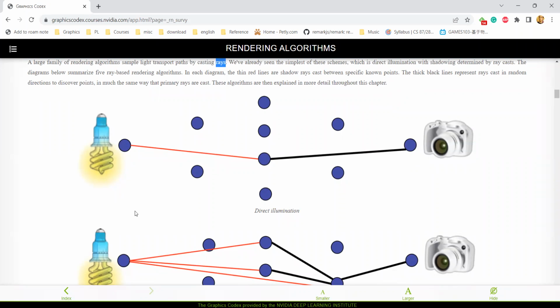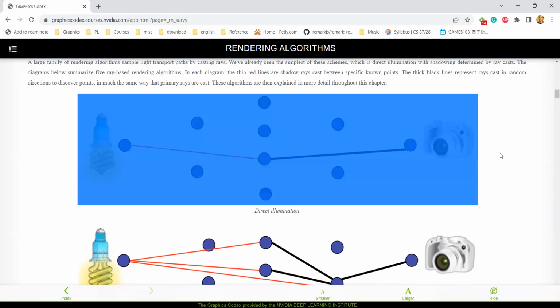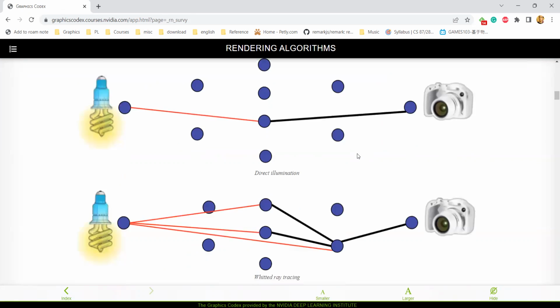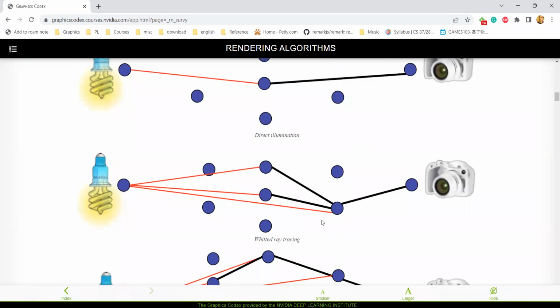These algorithms are explained in more detail throughout the chapter. So direct illumination, that's what the usual rasterization pipeline does by default.